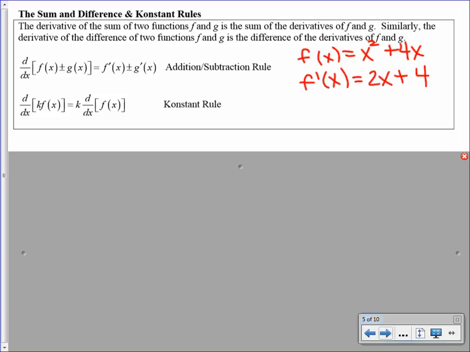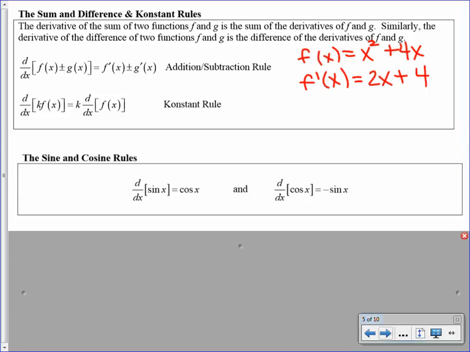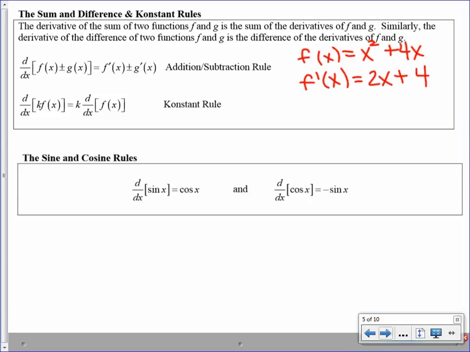A couple trig rules for you. The derivative of sine is a positive cosine. The derivative of cosine is a negative sine. These you just have to memorize. That's all I can tell you.